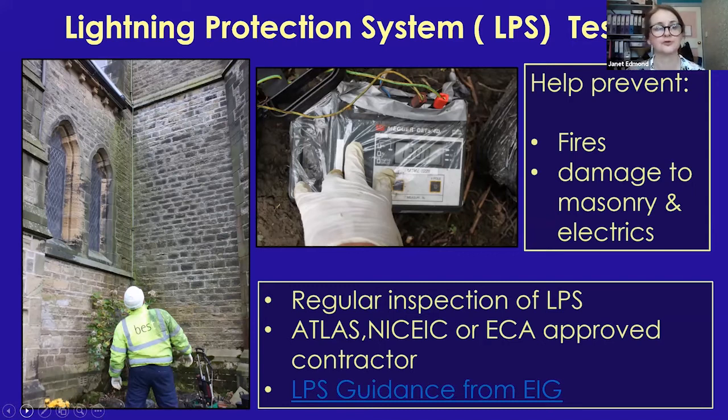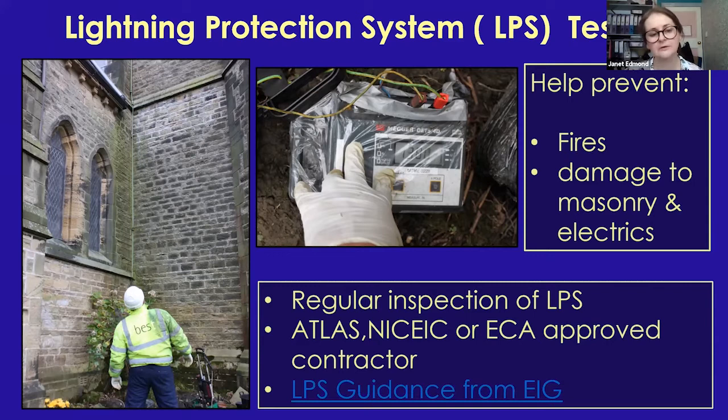Make sure, though, that the contractor that you use to carry out the LPS test is either approved by Atlas, is an NICEIC approved contractor, or an ECA approved contractor. Also, it may be worth your while having a read of a recent document that EIG and Ecclesiastical Insurance have produced. At the blue link there, you can have a look at that document, and it explains all about lightning protection inspections. It also suggests that even if you don't have a proper test done every year, you should have a visual check of your lightning conductors every year. So that's you walking around and having a look up to see if you can spot any problems, such as an obvious break in the conductor.